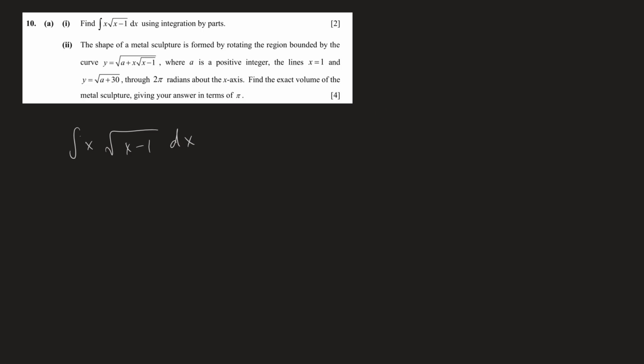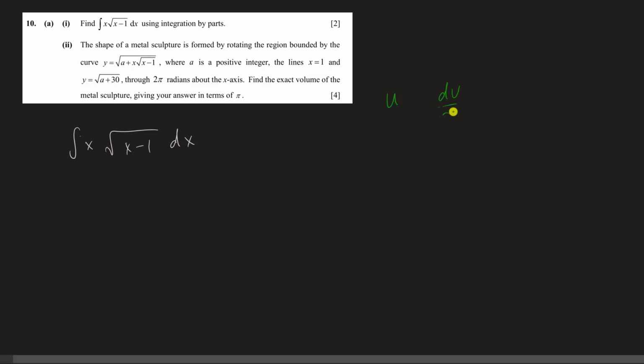So one of these would be your u, the other would be your dv/dx. It's a coin toss which one you choose. One of them will make the question harder and the other one will make the question simpler. So let's say, unfortunately, you have chosen this as your dv/dx and this is your u. This will give you uv minus the integral of v du.